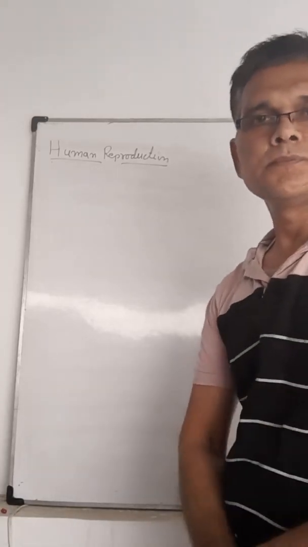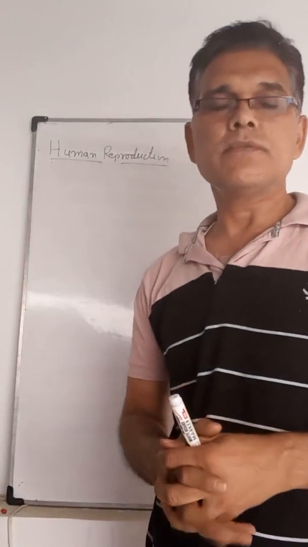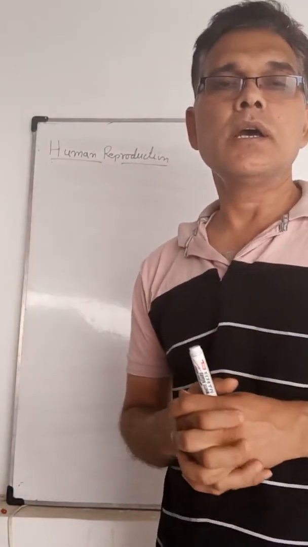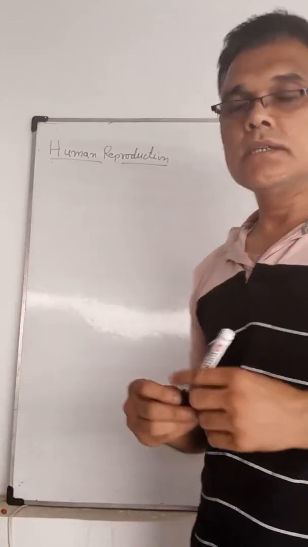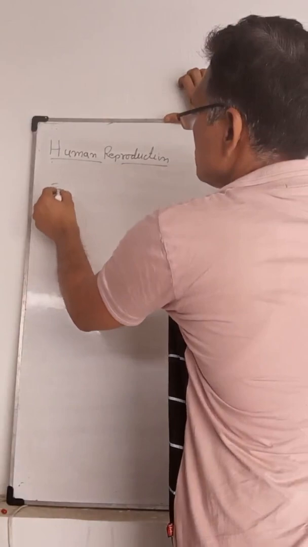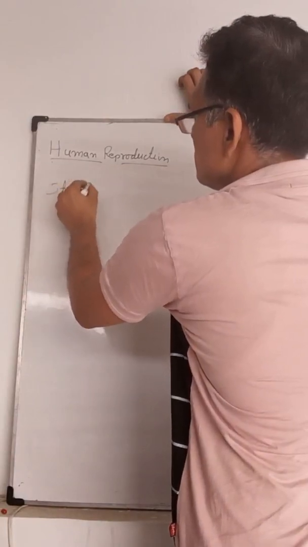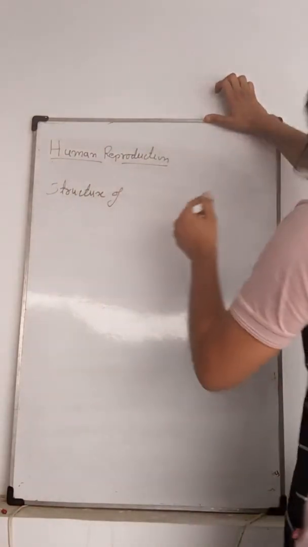Hello students. In the last period we studied gametogenesis, that is spermatogenesis and oogenesis. Now the next topic is the structure of the ovum.